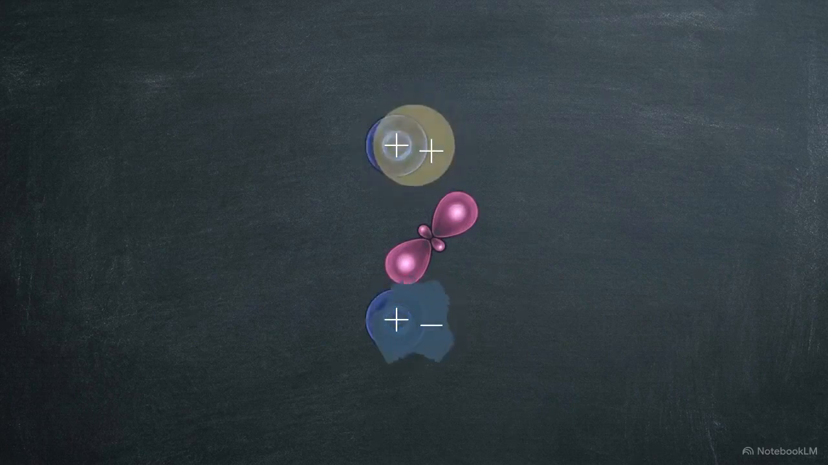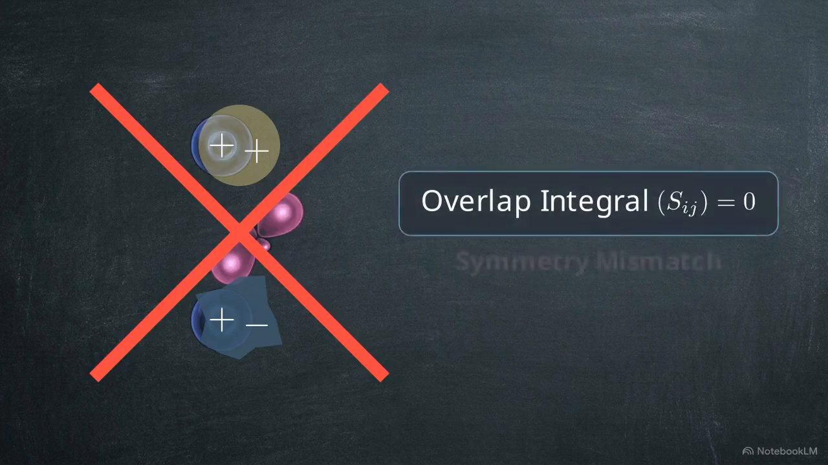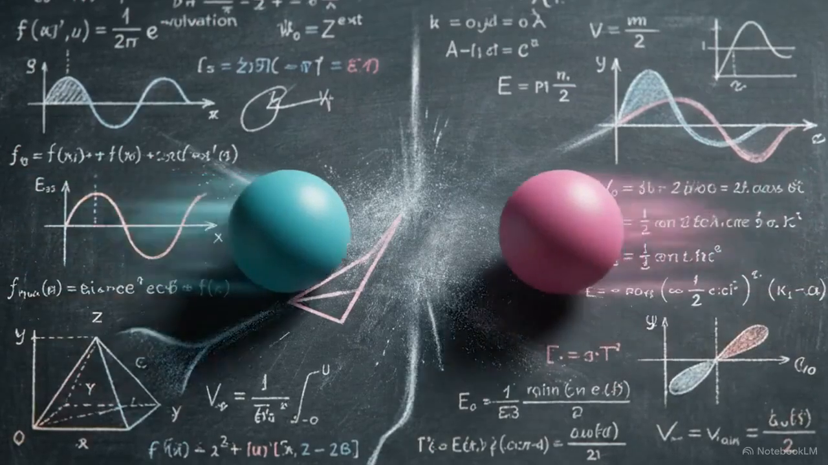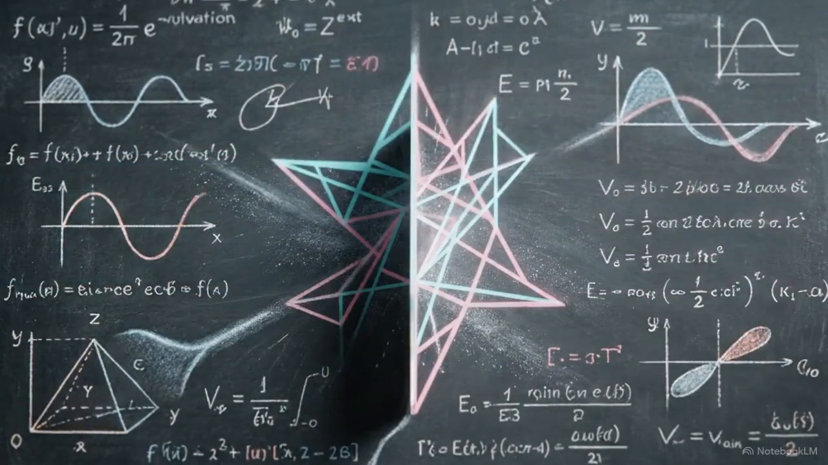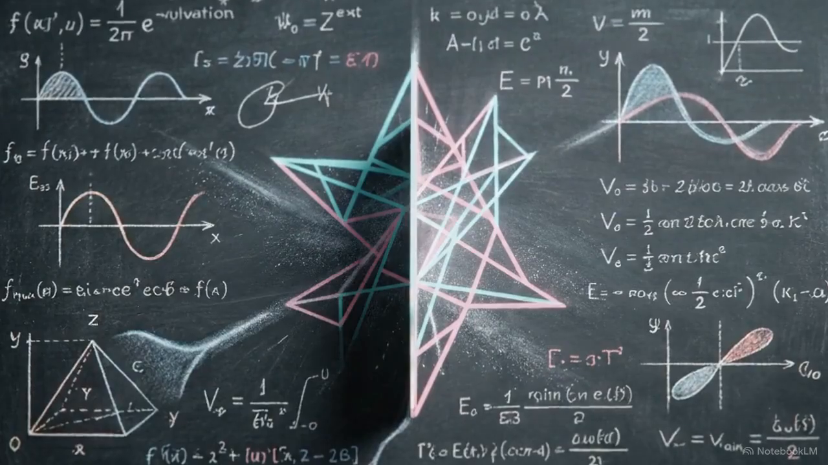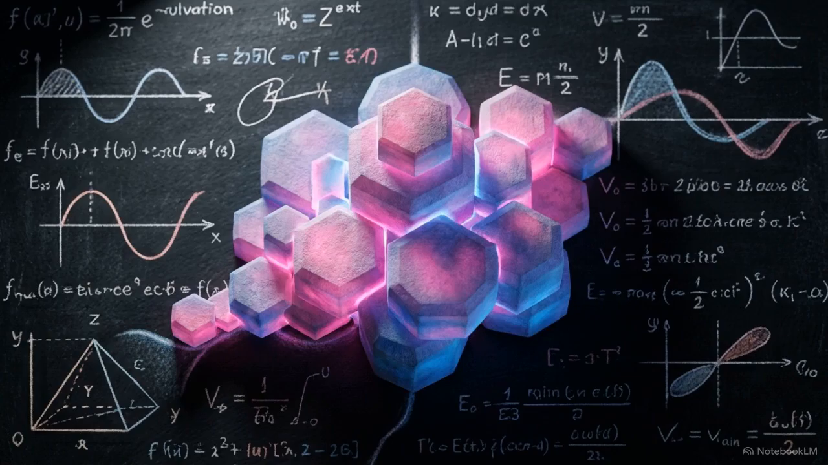If spatial wave patterns conflict, the math is absolute. The overlap integral for a symmetry mismatch is exactly zero. A zero overlap integral dictates that no chemical bond can physically form, regardless of how closely the atoms are positioned in space. Orbitals acting as strict symmetry filters provides the exact mechanism that limits chemical bonding. This binary rule set forms the baseline for constructing highly complex molecular architectures.